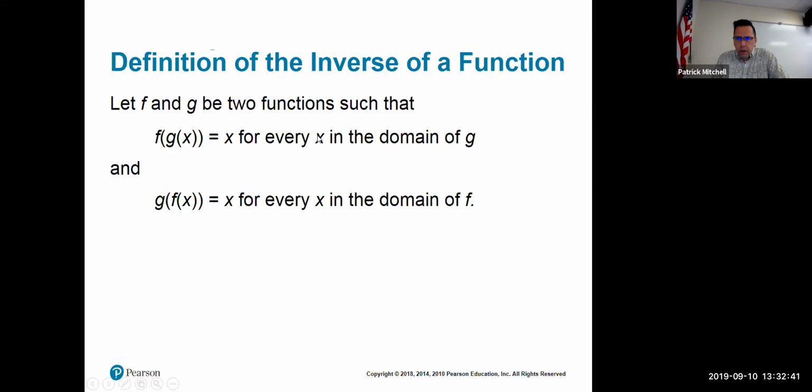But for every number that's in the domain of g, f of g of x has to be x, and for every number that's in the domain of f, g of f of x has to be x. Okay? So when you apply one function followed by the other function, if it always takes you back to where you started, then those two functions are inverses of each other. So let's look at an example.